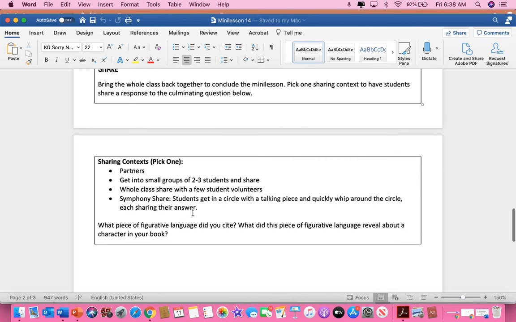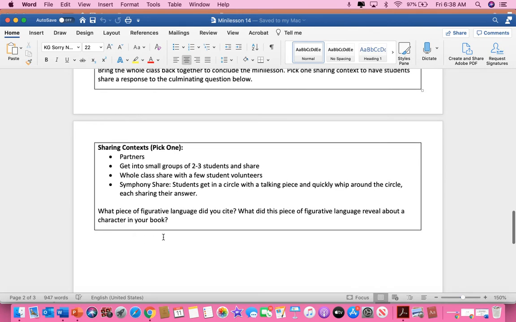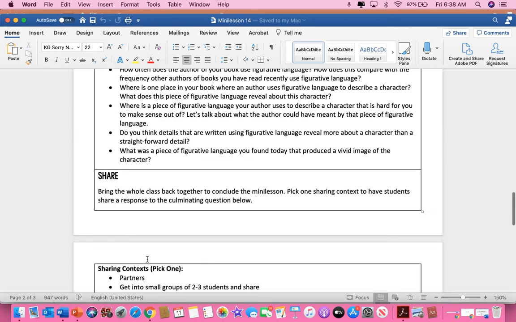At the end of the mini lesson, bring everybody back together and include that share piece. This would be something if you are in person learning right now.